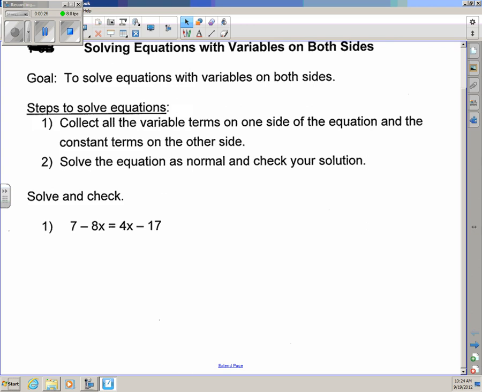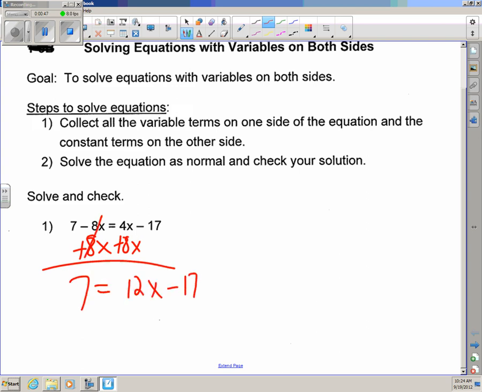So it doesn't matter where you decide to bring all the variables, it's your choice, left or right. I'm going to bring the variables to the right because that's where I have more of them. Negative 8x on the left, positive 4x on the right. My right-hand side is the positive value, so that's got more of the variables. So I'm going to add 8x to both sides. When I do that, I get 7 equals 12x minus 17.